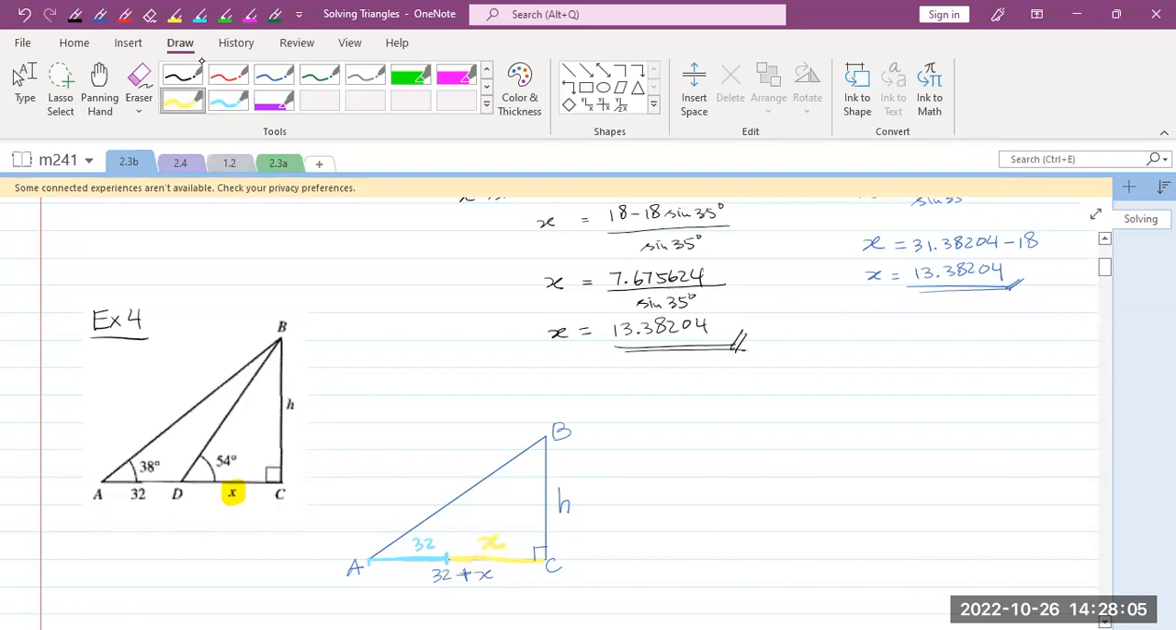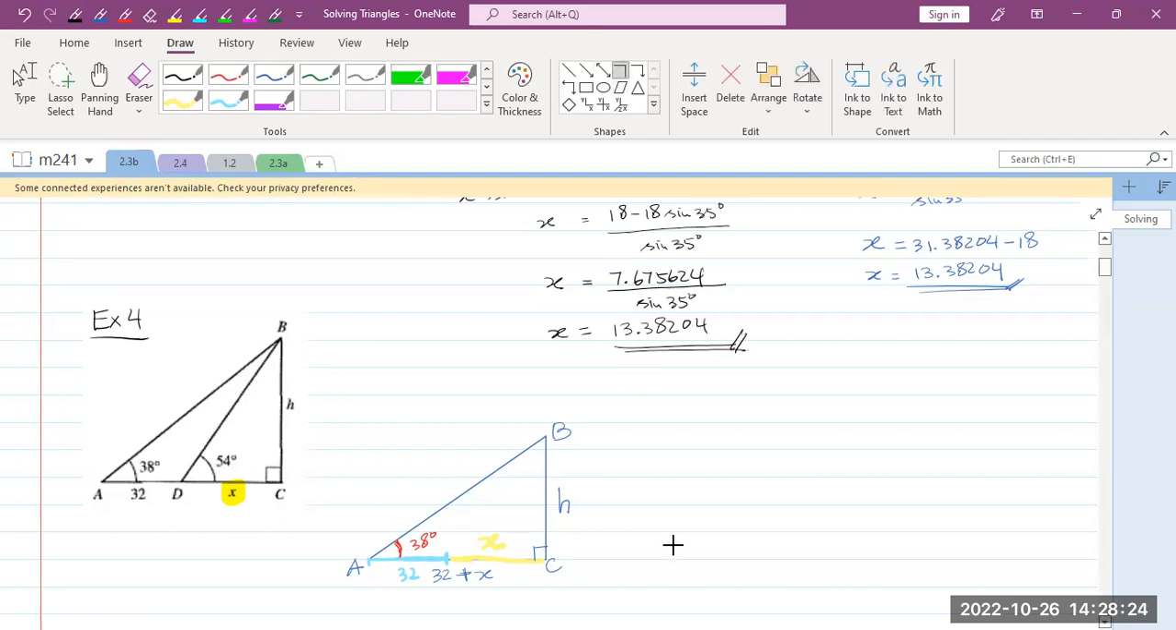Now, the angle A is 38 degrees. Maybe I write that 32 underneath. That 32 is here. Okay, now the angle is 38 degrees. That's the first part, the first triangle.